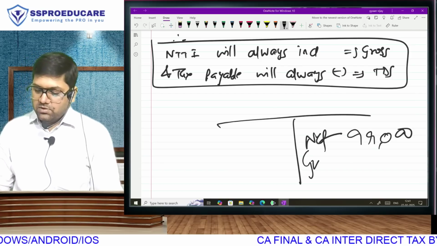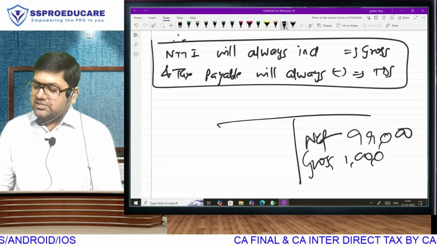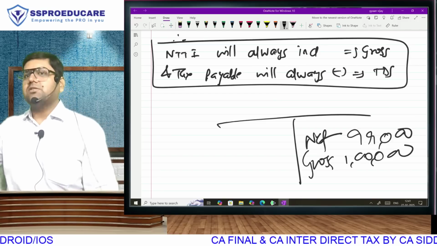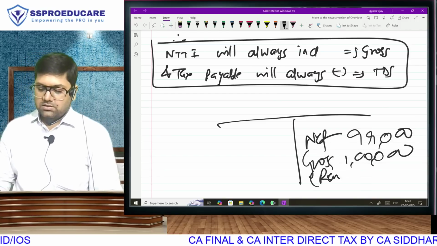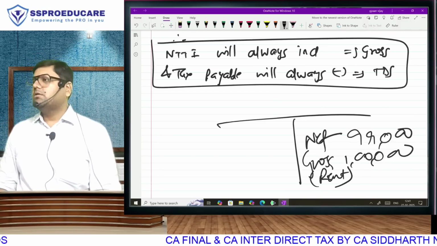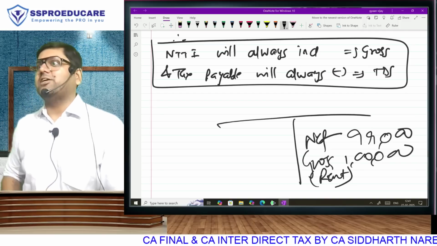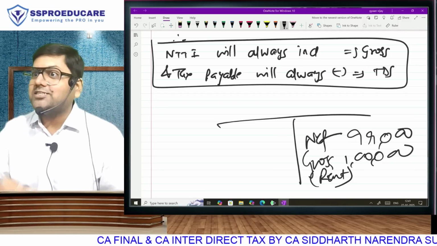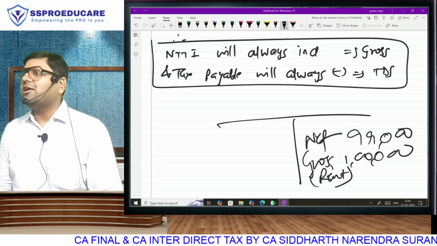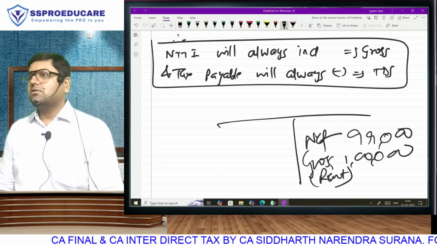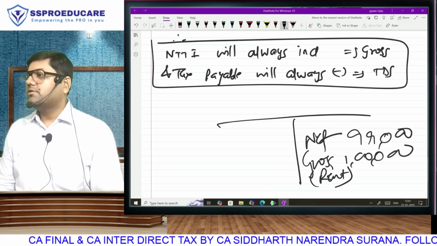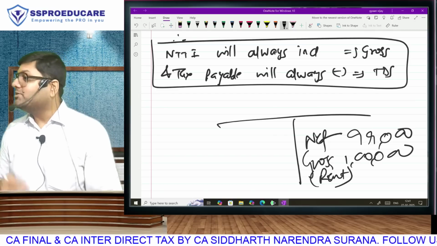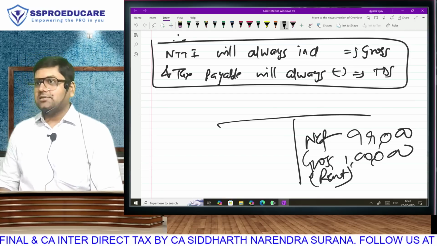Sometimes they can give you gross 1 lakh, not of professional fees, maybe some other, they say gross rent 1 lakh. No problem. NTTI computation is still safe because we have to add the gross amount. But tax computation is a problem, no? Because after calculating my liability, I have to reduce the tax. I don't know how much is the TDS of this section.